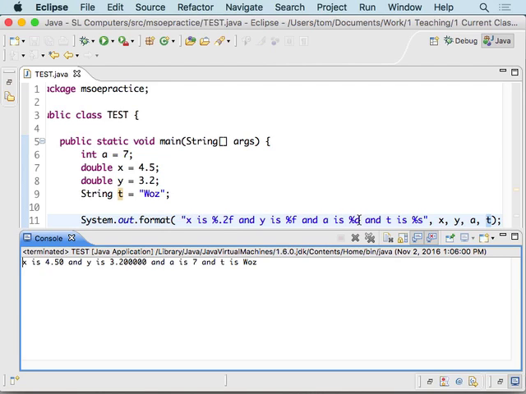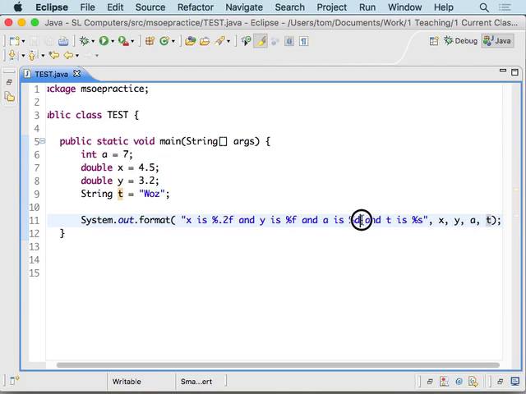Okay? So d is for, again, an integer. Why they use d, I guess, is because of the decimal idea. And then t is the string. %s is what we want to use if we want to put a string in there.